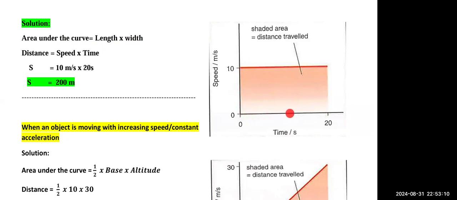Length, from the horizontal axis, you have to select here, is 20 seconds, width is 10. So speed multiplied by time: the value of speed is 10, time is 20, so this will be equal to 200 meter. It means if a body is moving for 20 seconds with 10 meter per second speed, then it covers a 200-meter distance. Is it clear?